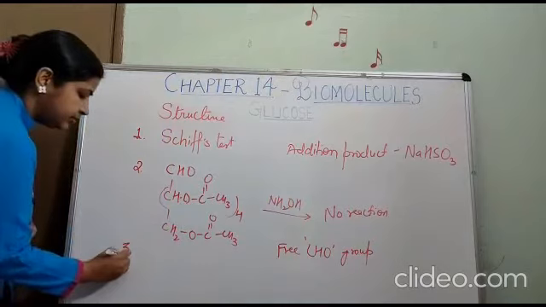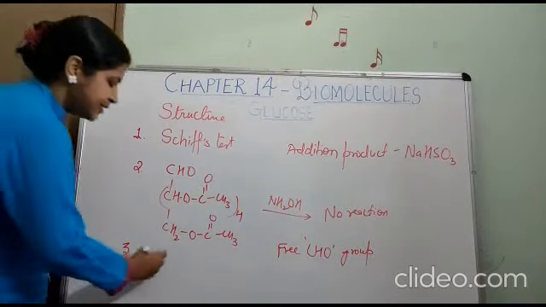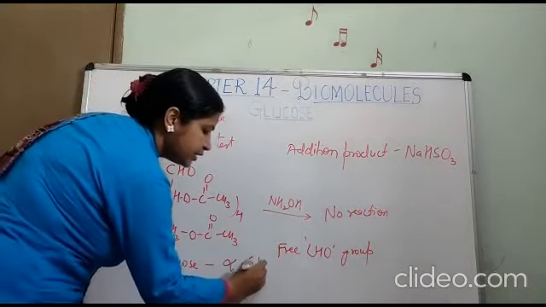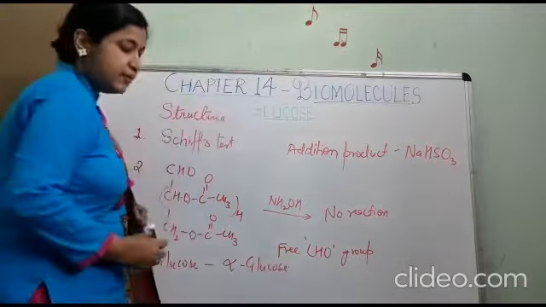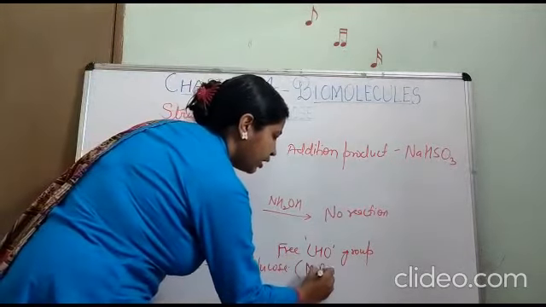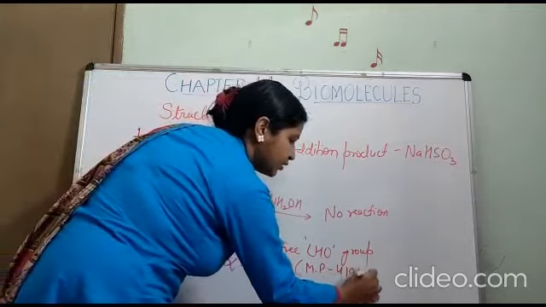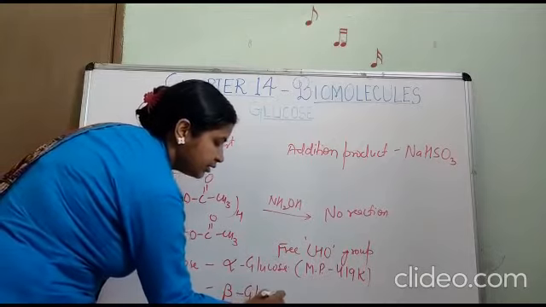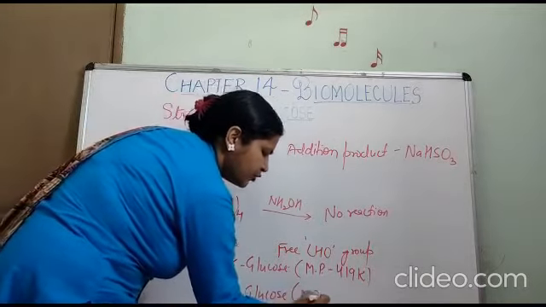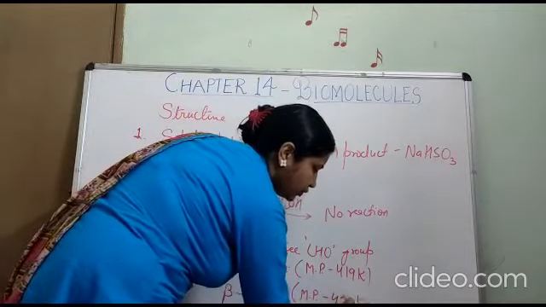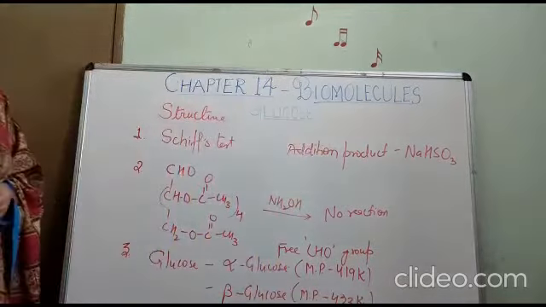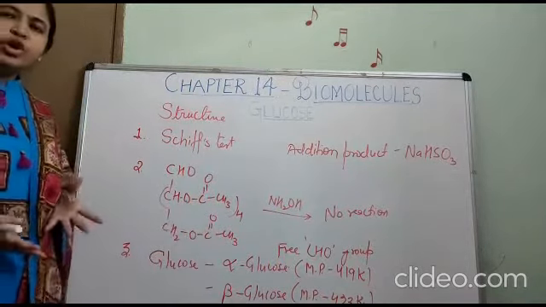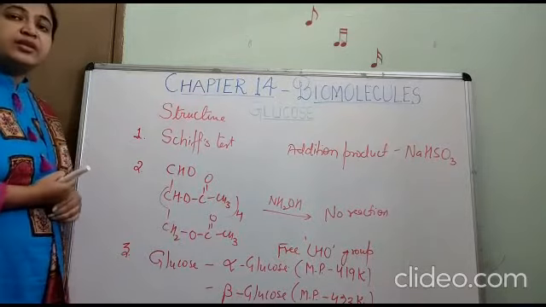Then third, glucose exists in two forms. First is alpha glucose, which has a melting point of 419 Kelvin, and the other form of glucose is beta glucose, which has a melting point of 423 Kelvin. The existence of these two different forms could not be explained on the basis of the planar structure.